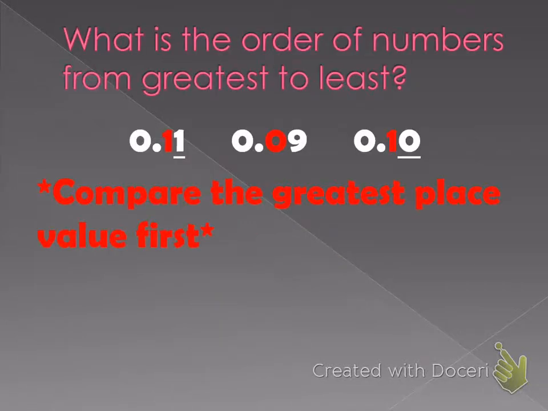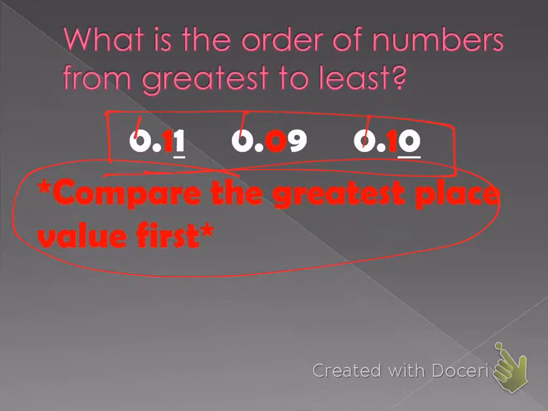Be sure to include this in your notes. Compare the greatest place value first. What is the order of numbers from greatest to least? This time we're comparing all 3 of these from greatest to least. You do not have another spot on your table to write them. But just looking at each place value, I have a 0 in the ones for each time. So I must go over to the next column, which would be my tenths place.